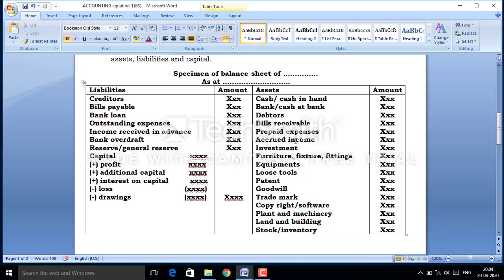Now next is in asset side. Here you can see that in asset side, cash or cash in hand, it means available balance of cash. Next is bank or cash at bank, it means bank balances. Third is debtors. Debtors means if we are going to sell the goods on credit, or if we are going to provide credit to any other person of the business, then that person will be known as debtors, because in future that person will return the money for us, and it is a kind of assets for us. Next is bills receivable.